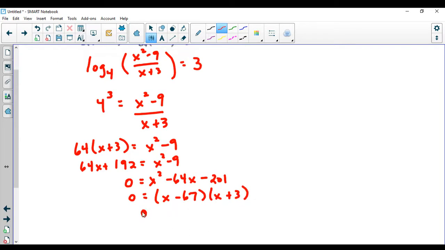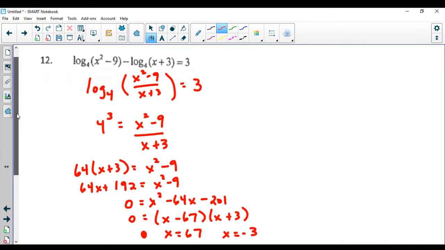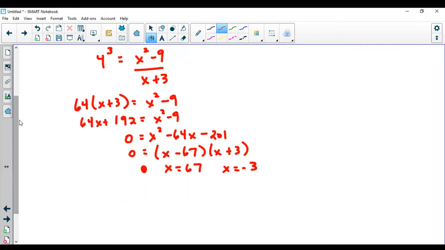And so if those are going to equal 0, that means x could equal 67, x could equal negative 3. But again, I always want to make sure that my values are going to work. If I plug the 67 in, I'm going to be okay. But if I plug negative 3 in, negative 3 plus 3 is going to be 0. And I know I can't take the log of 0 either. So I end up with only x equals 67 as a solution.